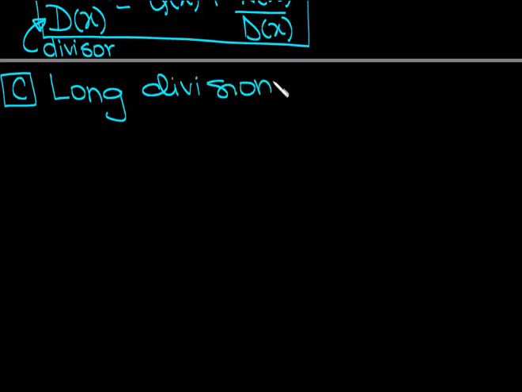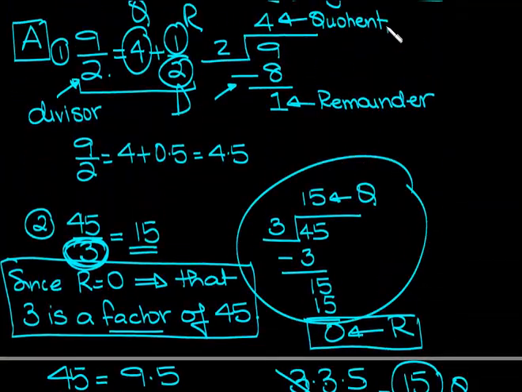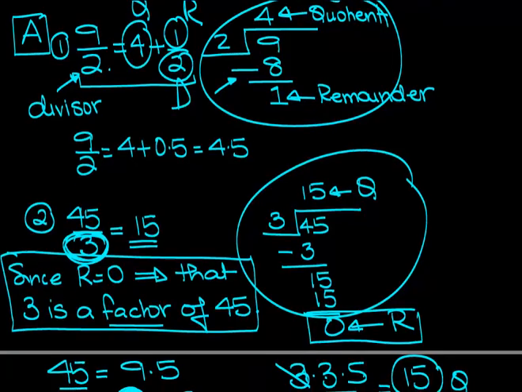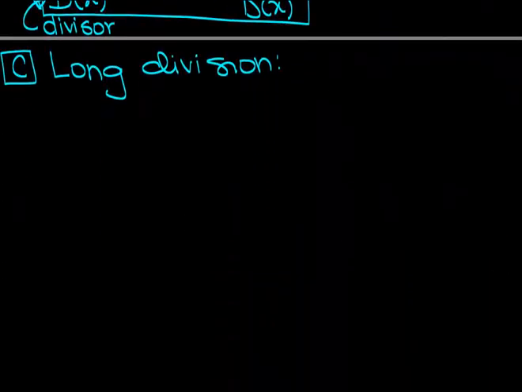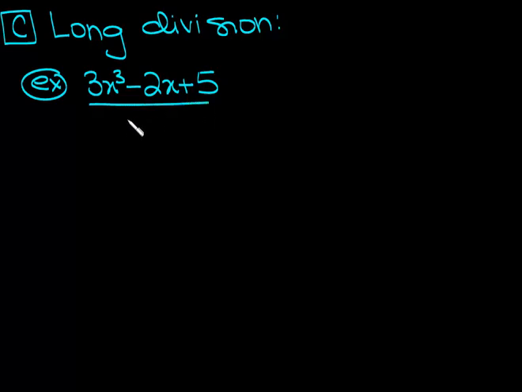Long division is exactly the same as what we learned in basic math, how to divide, just like what I did here and what I did here. So we're going to use the same idea when we do long division here. The best way to teach you long division is to just do it with an example. So let's say that I have 3x cubed minus 2x plus 5 divided by x squared. I'm sorry, let's do x plus 2. I'll do one with x squared in a second.